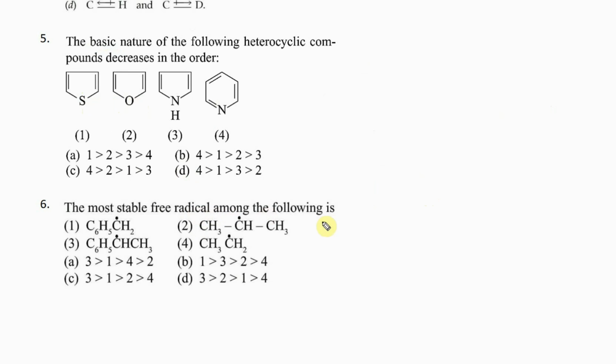The most stable free radical among the following. Now I know that we didn't see this particular example before, but we know that a 3 degree is more stable than 2 degree, more stable than 1 degree. Only one point I want to add is a benzyl free radical, and benzyl carbocation is more stable. We will see this in the next lecture.